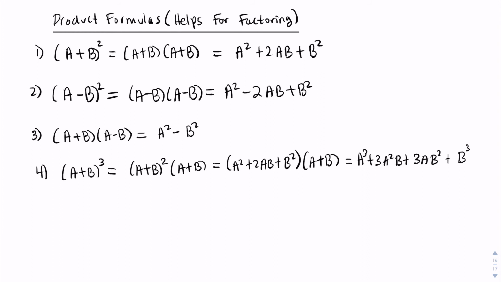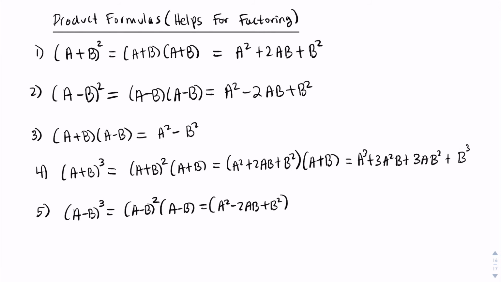So number 5, say a minus b to the 3rd power. This is a minus b to the 2nd power times a minus b. And this is nothing more than a squared minus 2ab plus b squared, and then multiply this by a minus b. And these will give you a cubed minus 3a squared b plus 3ab squared minus b cubed, like this.